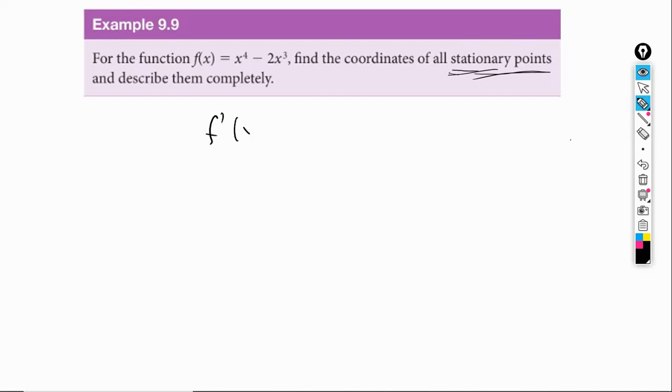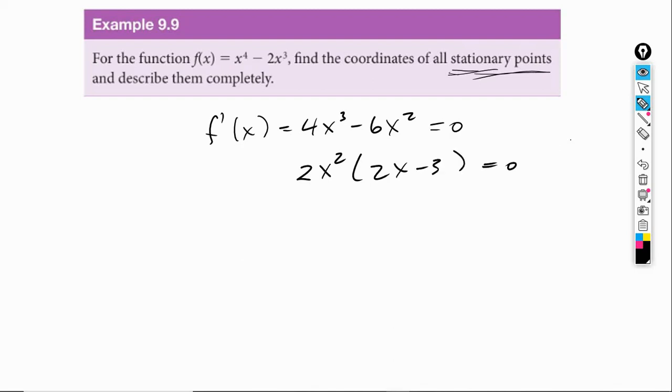So let's do the derivative of f of x. And we know that this will be 4x cubed minus 6x squared. So in order to find the stationary points, again, we have to equal this to 0. Now notice that here we will have to factor, right? We can factor out 2x squared, and then we're going to get 2x minus 3. This equals 0. So what are the solutions? The solutions would be x equals 0 and x equals 3/2. So those are the stationary points.